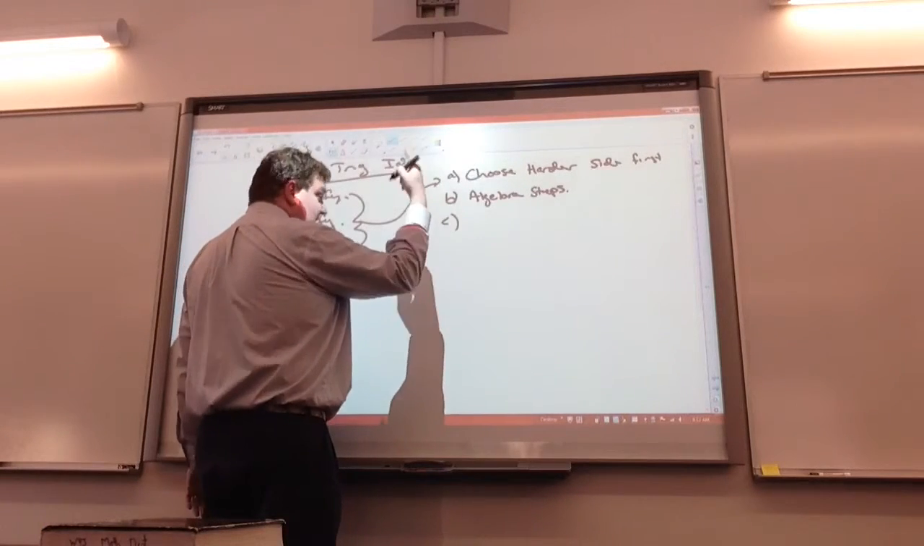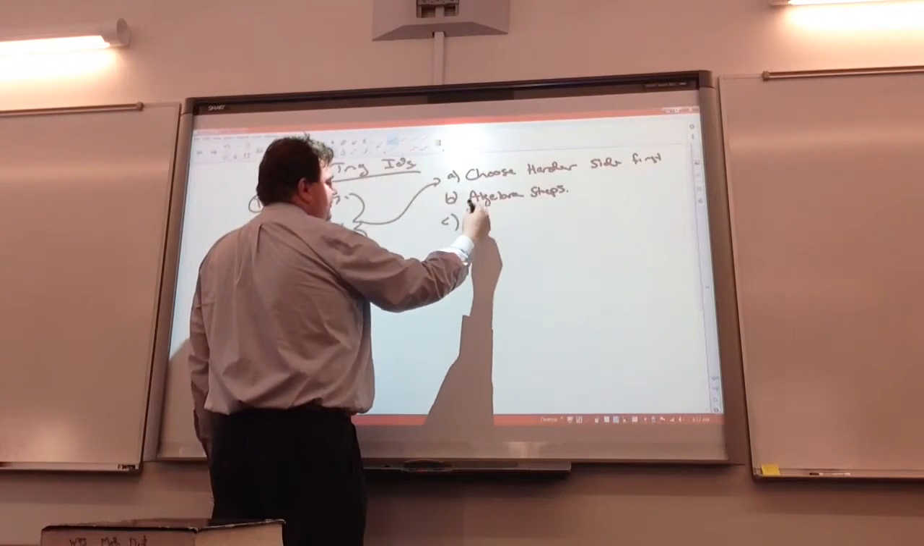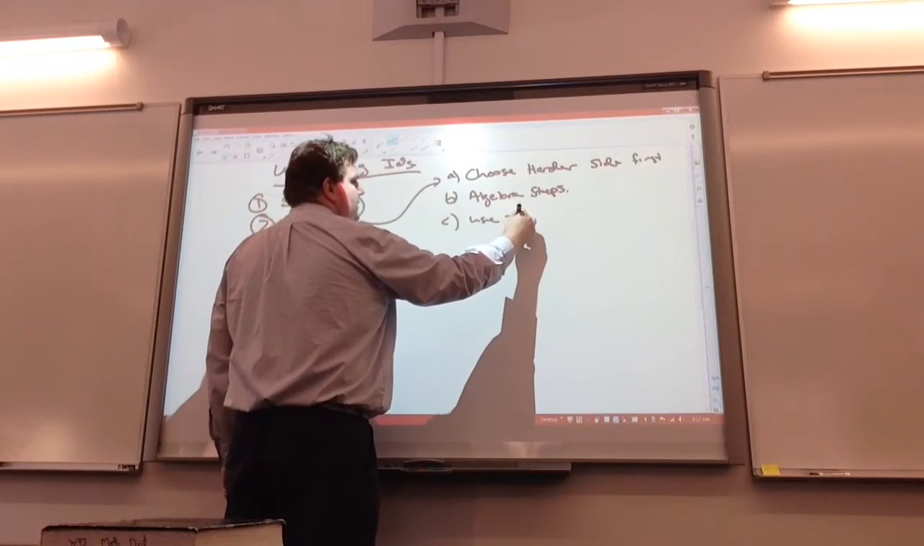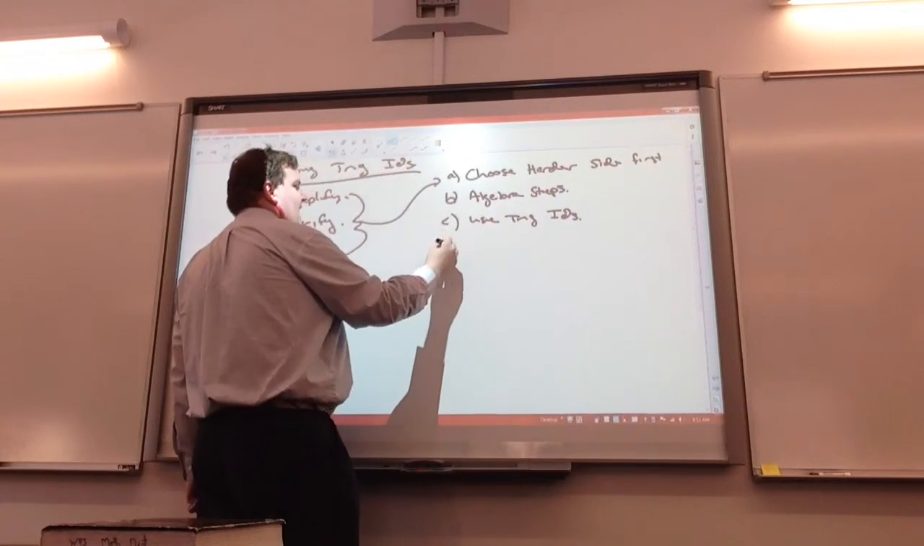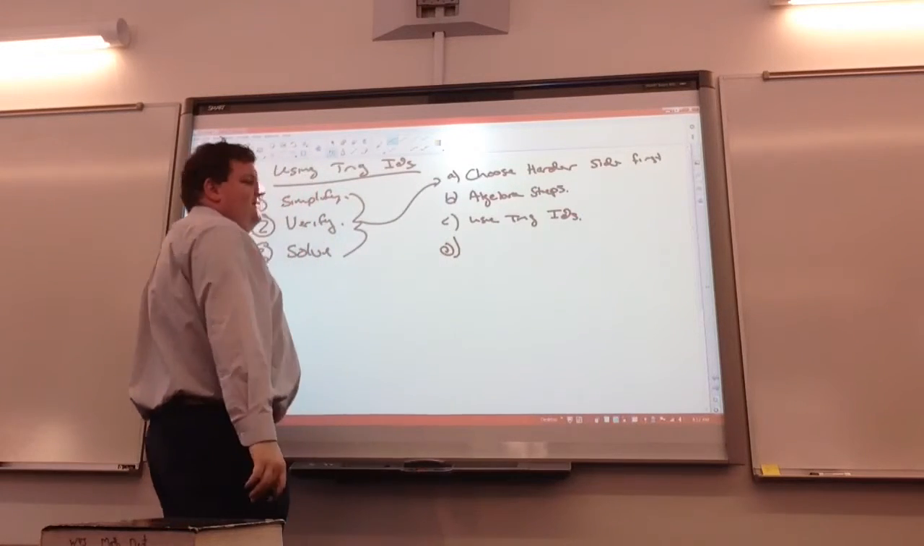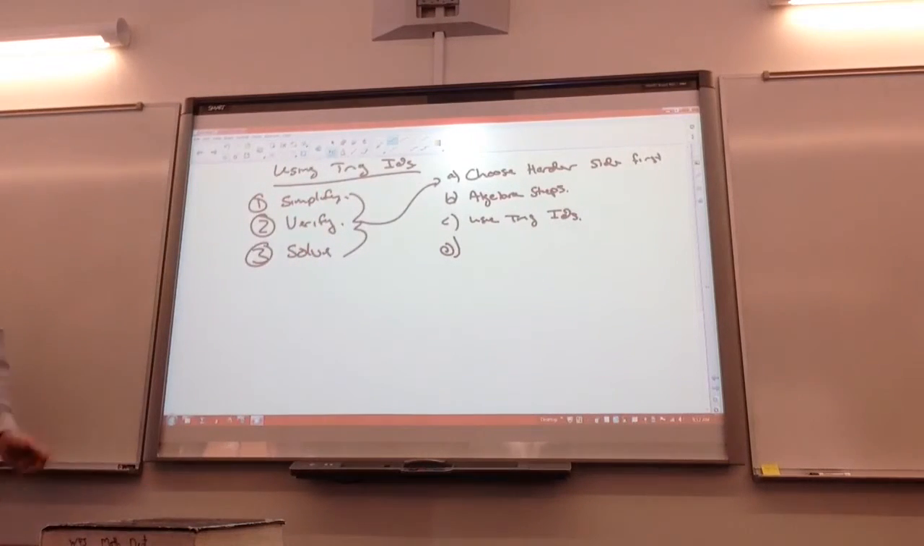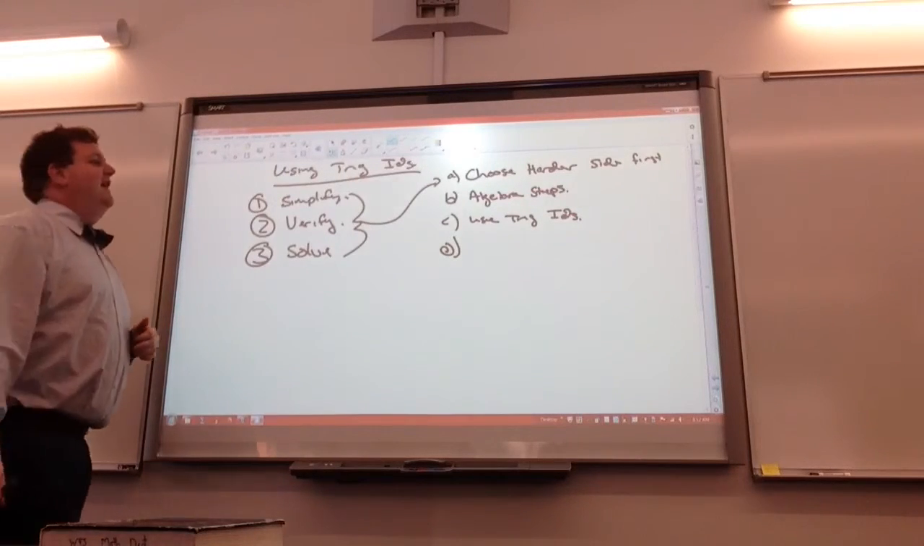Then what? Actually use the identities, just the trig identities. Okay, and then what's the final step? What happens if nothing works? Convert all to sine and cosine. Good, the nuclear option.